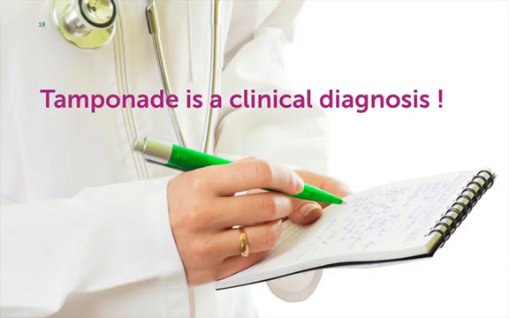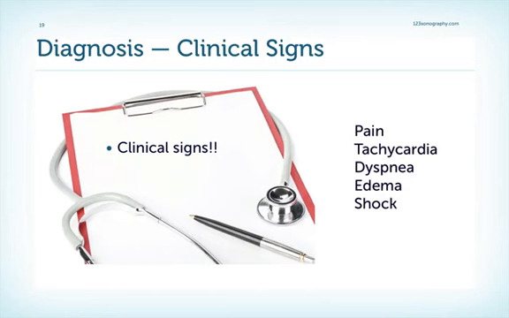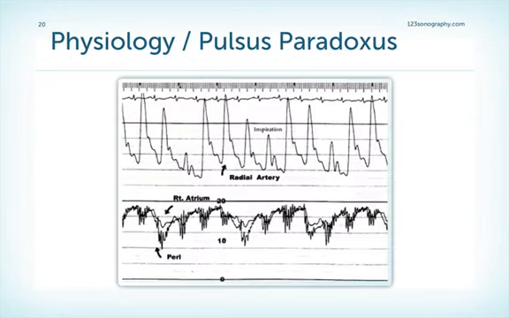But tamponade is still also a clinical diagnosis, so let's just shortly review what the typical findings are in the setting of tamponade. Patients can experience pain, tachycardia simply because they have to compensate for the low cardiac output, for the low stroke volume, dyspnea, edema, and eventually shock. But now that we understand the hemodynamics of tamponade, we can also explain clinical findings such as the pulsus paradoxus, where we have a decrease in blood pressure during inspiration. This is simply caused by the fact that we have interventricular dependence.